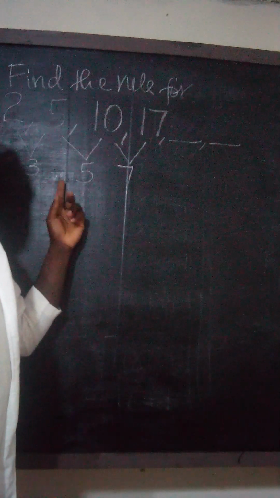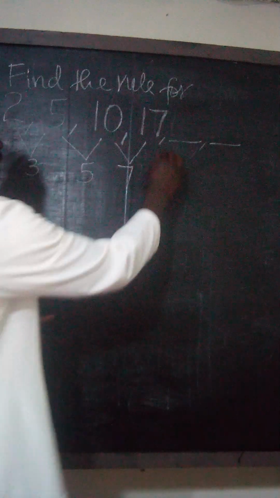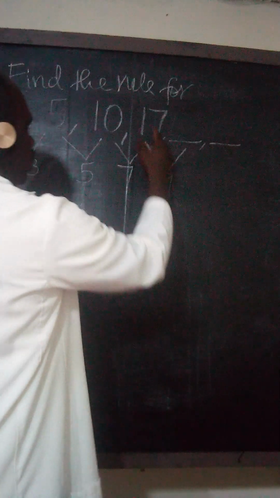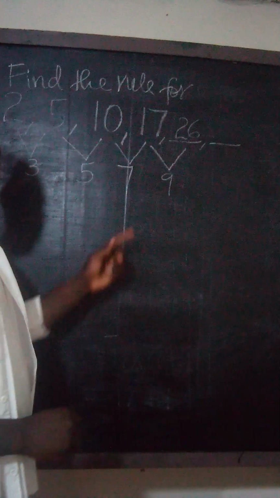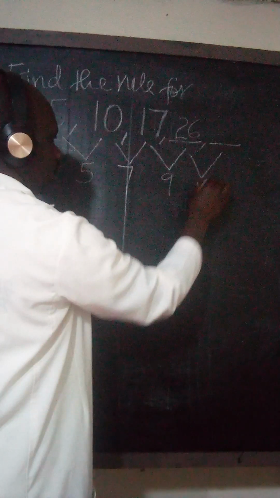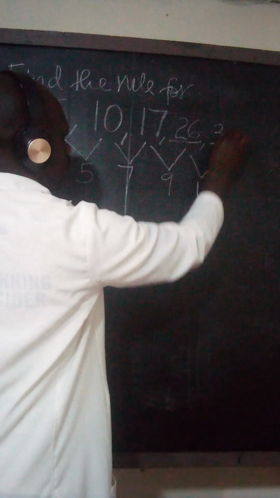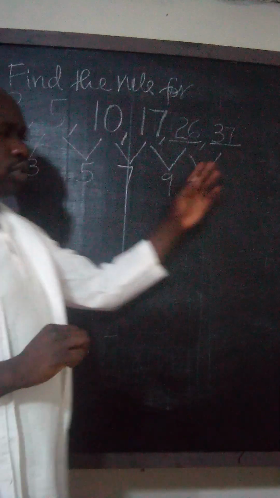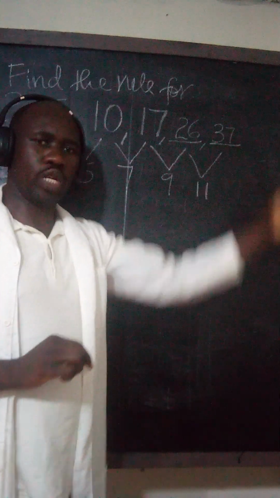These are odd numbers, and therefore we expect the next odd number to be 9, and therefore 17 plus 9 will give us 26. That will be our next term. Then the next odd number is 11, and therefore the next number will be 37. That is 26 plus 11. But we could do this tediously up to maybe the 20th term.